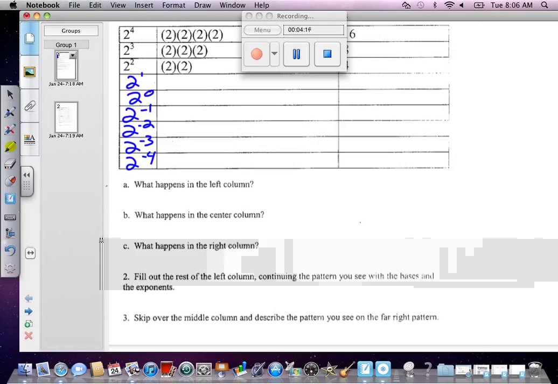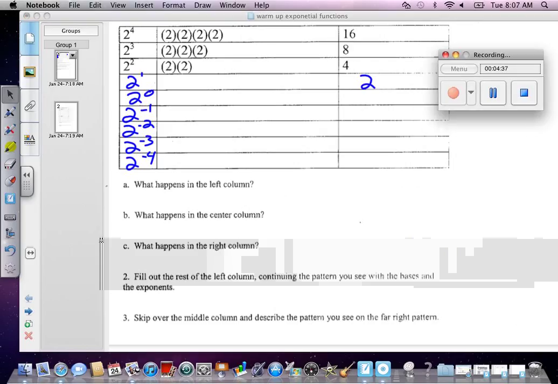Okay, so we're going to skip over that middle column and describe the pattern we would see on the far right. What is 2 to the first power? 2. All right, do you see how they're all going by half? Okay, so we went 16 to 8, 8 to 4, 4 to 2. What will come next? What's half of 2? 1. What's half of 1?